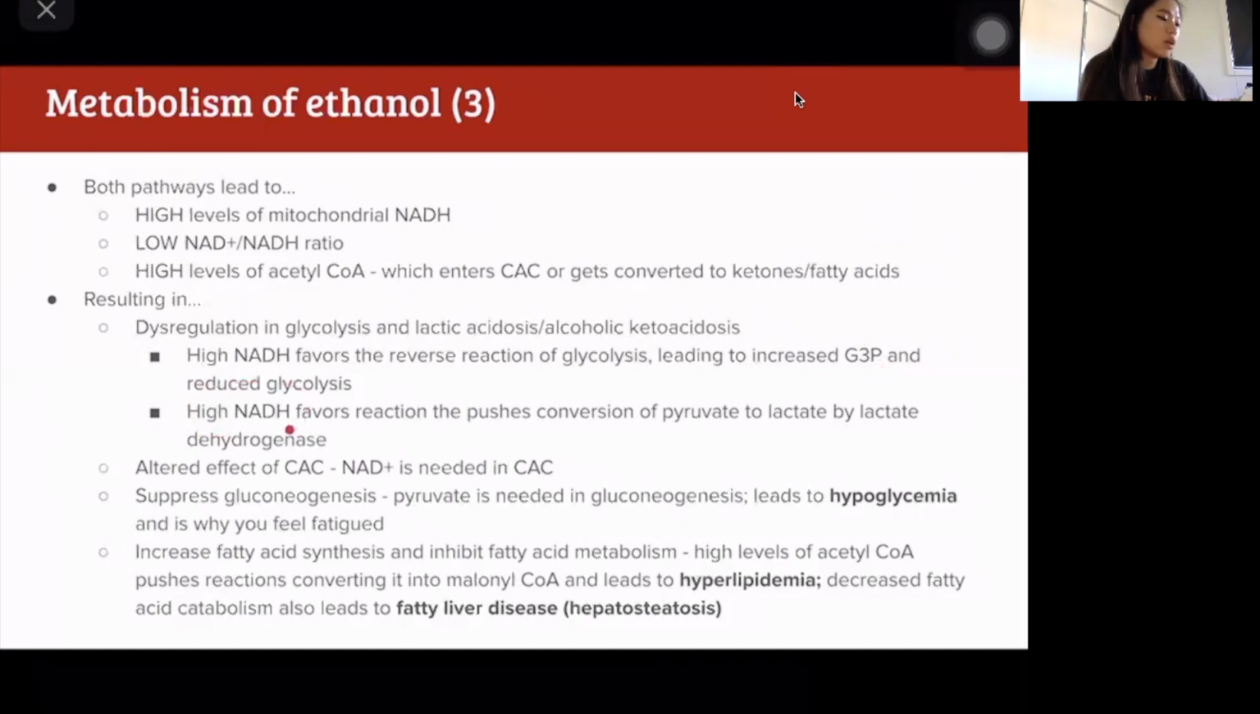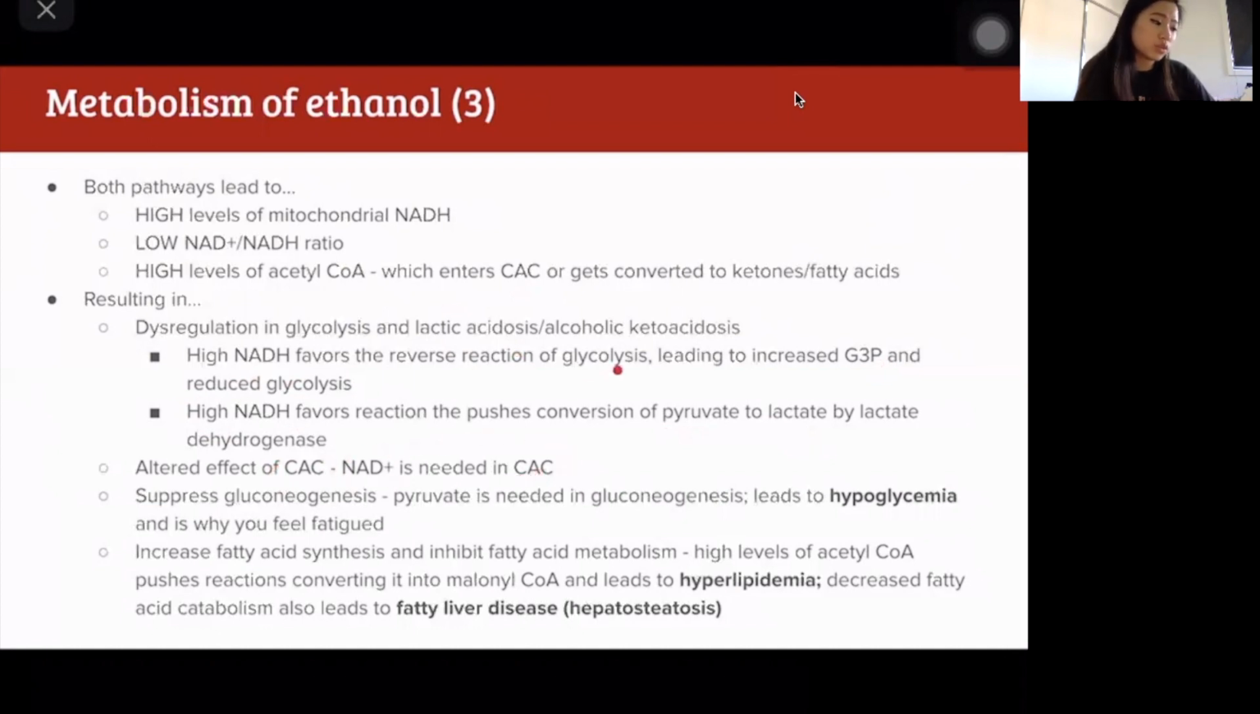High NADH also favors the reaction pushing the conversion of pyruvate to lactate by lactate dehydrogenase, because this process, instead of using NAD+, it uses NADH. So yeah, this leads to lactic acidosis, where your blood is too acidic. And it also alters the Krebs cycle, as the NAD+ is needed in the Krebs cycle as well as glycolysis.